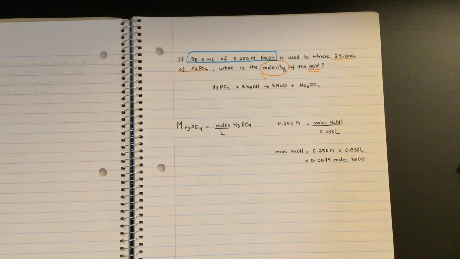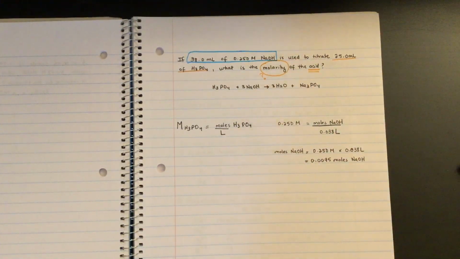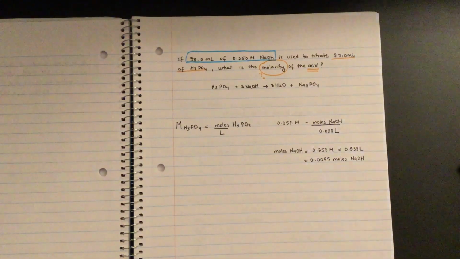of your acid with an unknown concentration, this problem is telling you, okay, so you have 25 milliliters of this acid, you don't know the concentration, you know the concentration of sodium hydroxide, and from that solution you're using 38 milliliters to reach the end point of your titration. So when you get to the end point of your titration, you're using this many moles of sodium hydroxide.